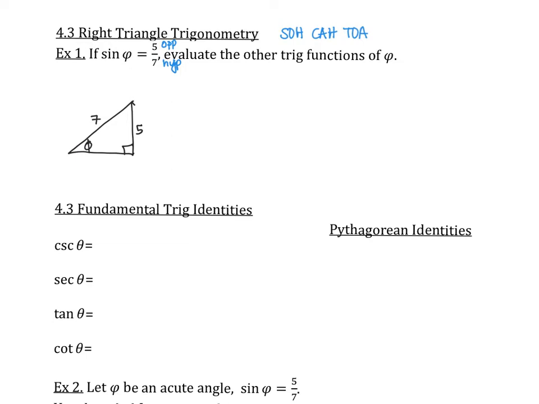Okay, I want to evaluate the other trig functions of phi besides sine. Okay, let's see, I want cosine. I need to find the missing side, otherwise I can't evaluate the functions. Okay, so I'm going to use the Pythagorean theorem to get the missing leg, the adjacent side. Let's just call it A for now. So A squared plus 5 squared equals 7 squared.